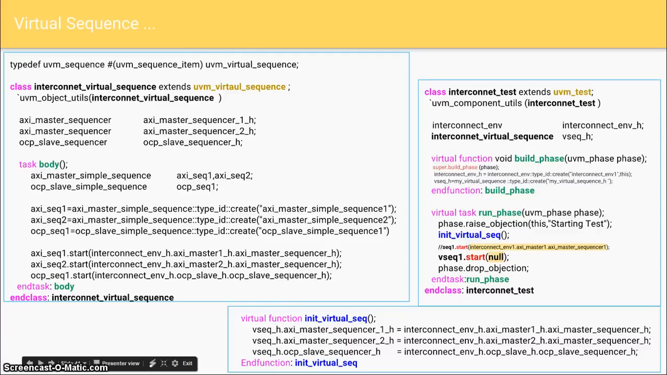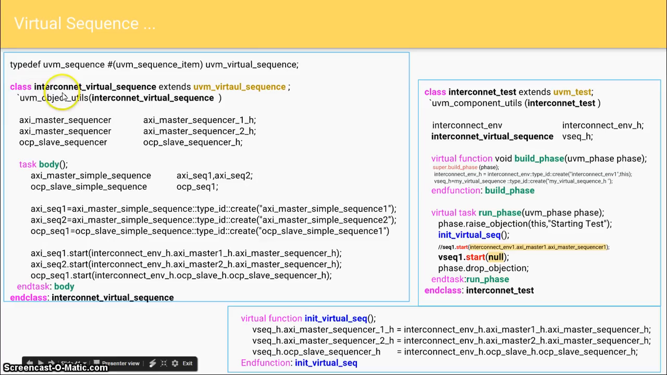Now you are going to use the virtual sequence in the example that you had described in the previous session. There we had three agents: an AXI master agent 1, an AXI master agent 2, and an OCP slave agent. And thus we had three sequencers, which are the AXI master agent 1 sequencer, the AXI master agent 2 sequencer, and the OCP slave sequencer.